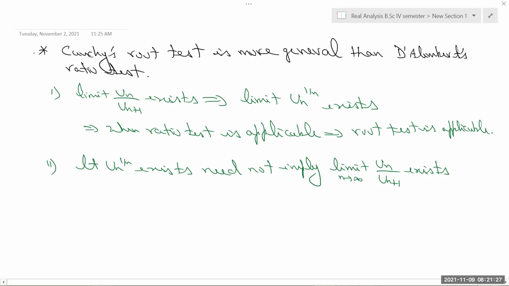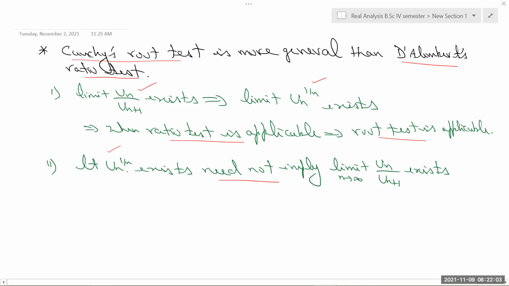In the previous lecture, we studied Cauchy's root test and D'Alembert's ratio test. We have already seen that if the ratio test exists, that is, if the limit of un by un plus 1 exists, then the nth root, I mean Cauchy's root test, will also exist. In other words, when the ratio test is applicable, then the root test is applicable. But its converse need not be true.